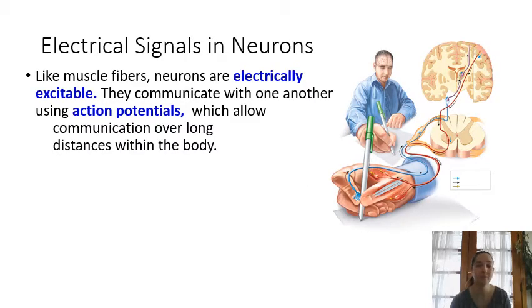Okay, so we remember that neurons are excitable cells, and that means that they can communicate using action potentials by sending an electrical signal along their surface and communicating that electrical signal to another cell to get it to react in some way.